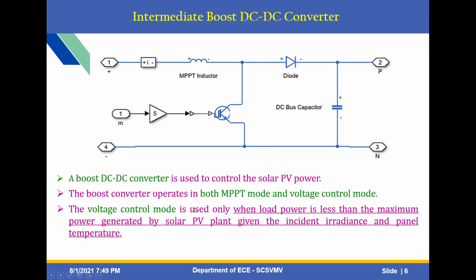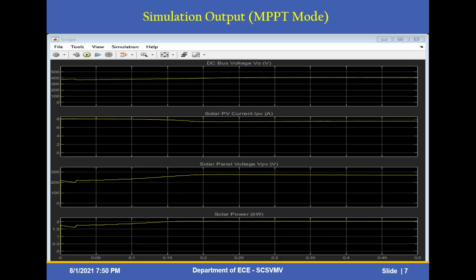Here the voltage control mode is used only when load power is less than the maximum power generated by the solar PV plant, given the incident irradiance and panel temperature. Based on this incident irradiance and panel temperature, the power generated by the solar PV plant is determined. These are the simulation outputs.